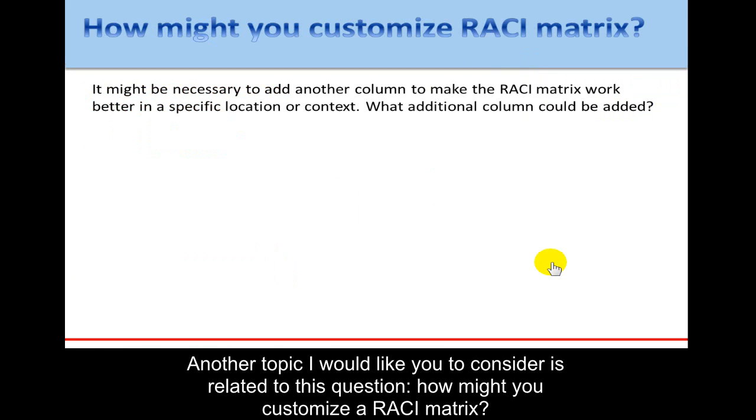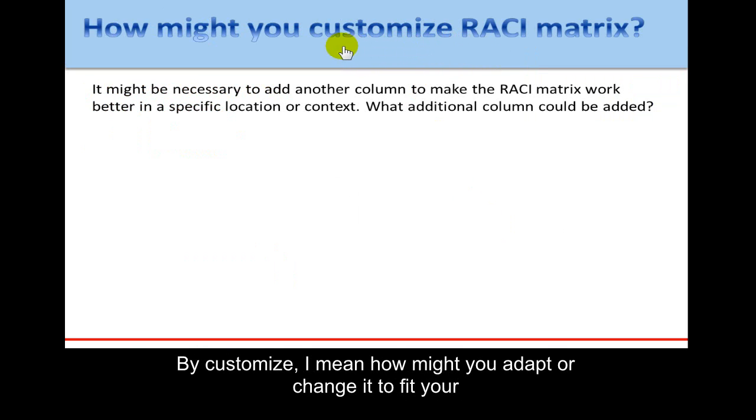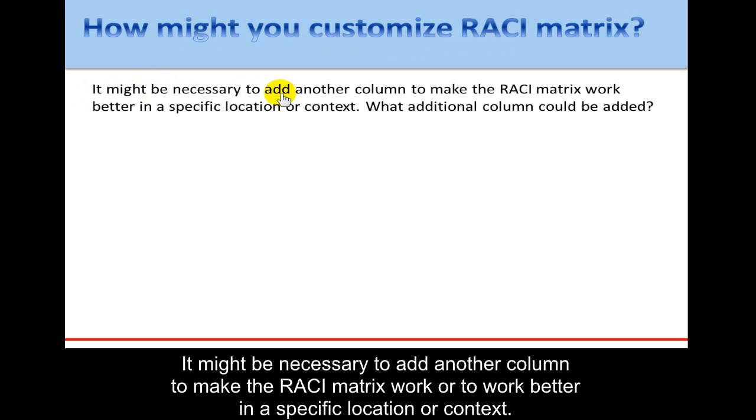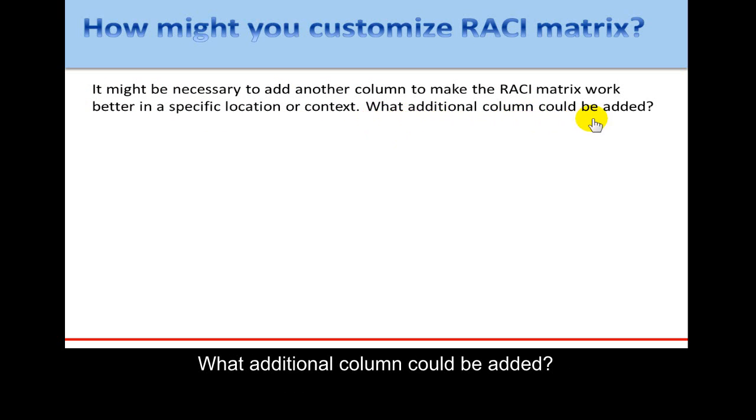Another topic I'd like you to consider is related to this question: how might you customize a RACI matrix? And by customize, we mean how might you adapt it or change it to fit your own contextual situation, realizing that project management has to be adapted in order to be effective. It might be necessary to add another column to make the RACI matrix work better in a specific location or context. What additional column could be added?